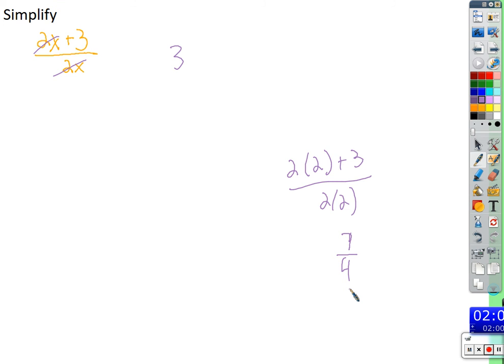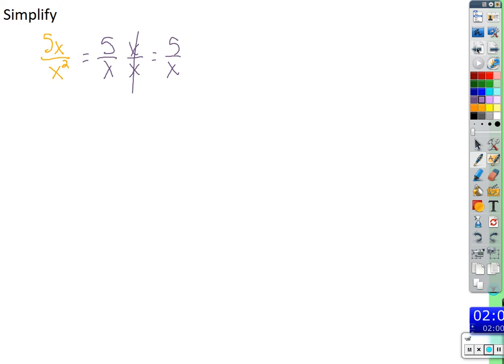It might help if you put parentheses around the 2x plus 3 in the numerator. Not just around the 2x, but around the whole 2x plus 3. How does that help us? It makes it clear that 2x plus 3 is one thing. You can't just break it up. 2x plus 3 is a thing, and in that thing, if we can cancel out the 2x, let's go back.